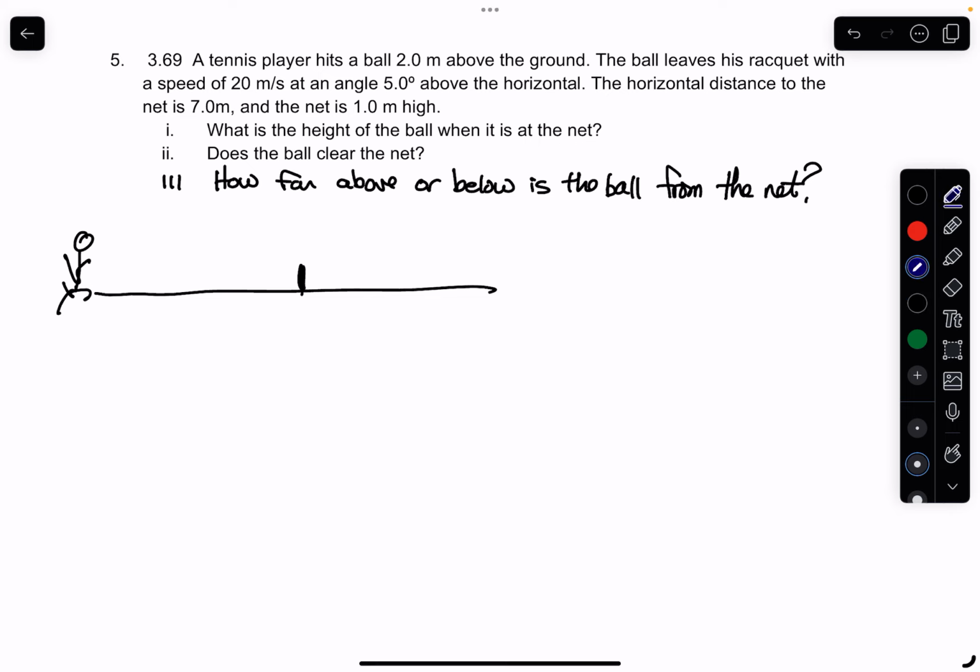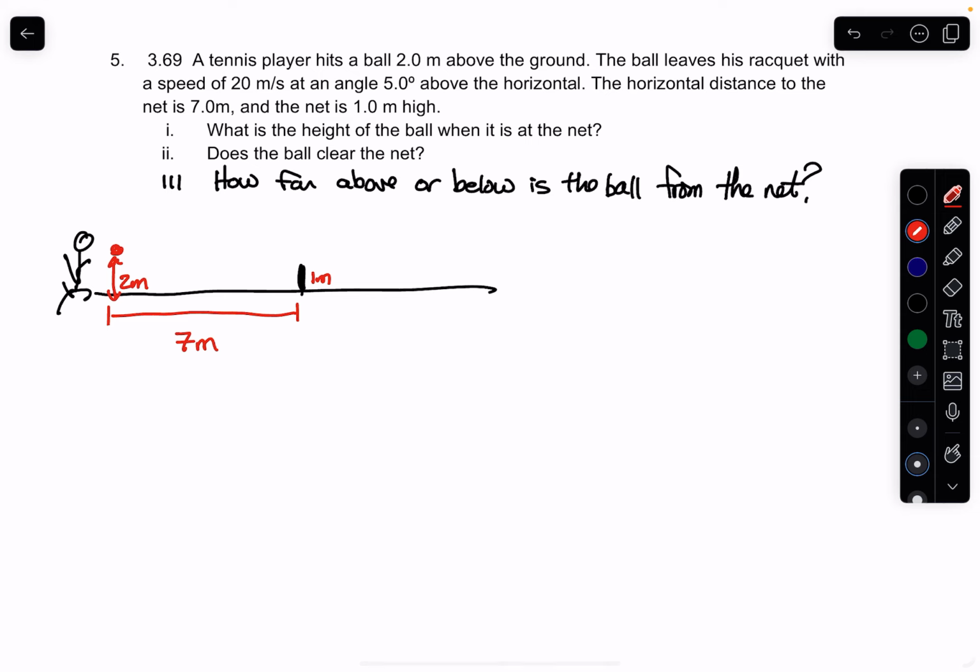Let me make the ball red. She's hitting the ball here, and the height that she hits it from is 2 meters. And the height of the net is 1 meter. And the distance between here and here, where she's hitting from, is 7 meters.